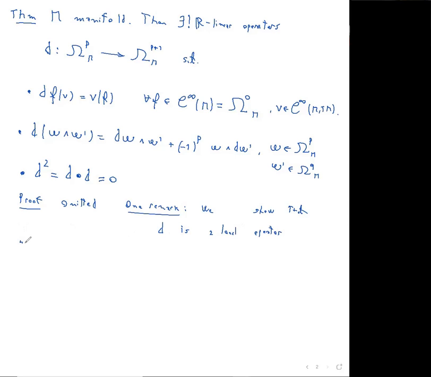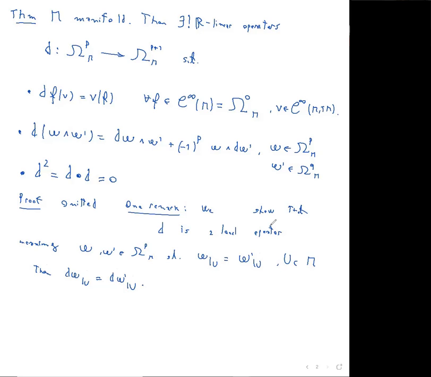which means that if omega and omega prime are two p-forms on M, such that omega restricted to U is the same as omega prime restricted to U, where U is an open subset of M, then the differential of omega restricted to U is the same as the differential of omega prime restricted to U. Okay, so this is what it means to be a local operator.